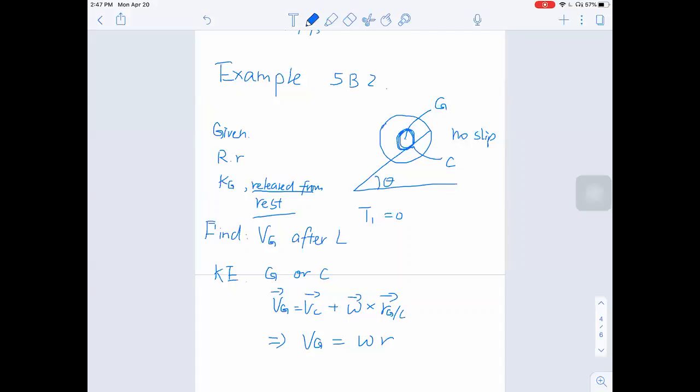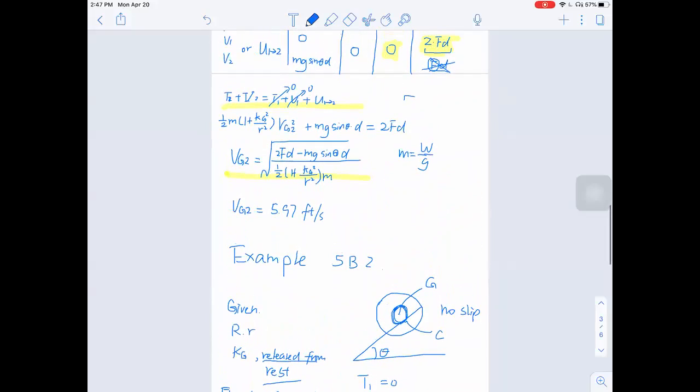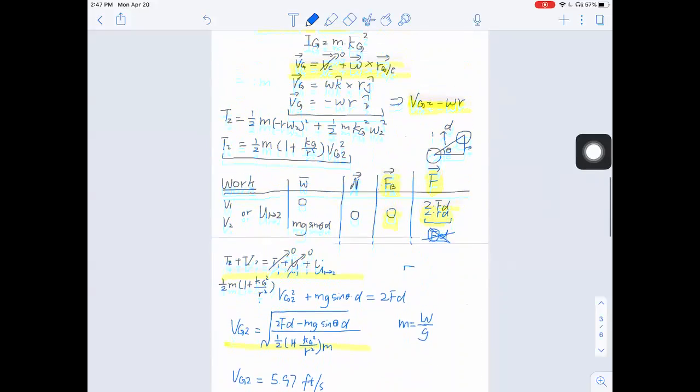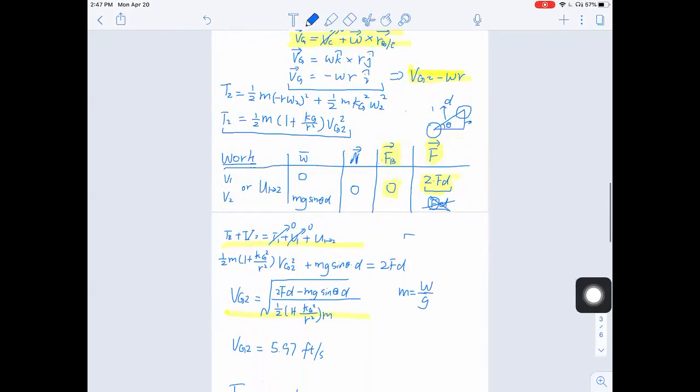Other than that, it follows the same procedure as we did. Once you find all the kinetic energies at T1 and T2, you need to find the work done by the weight force, the normal force, and the friction force in this problem, and assemble the work energy equation, and you'll find V_G is the unknown.